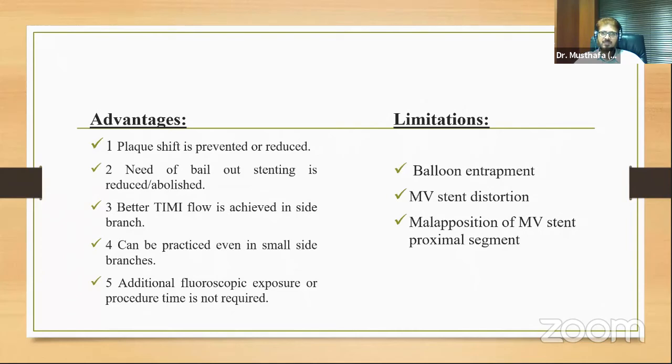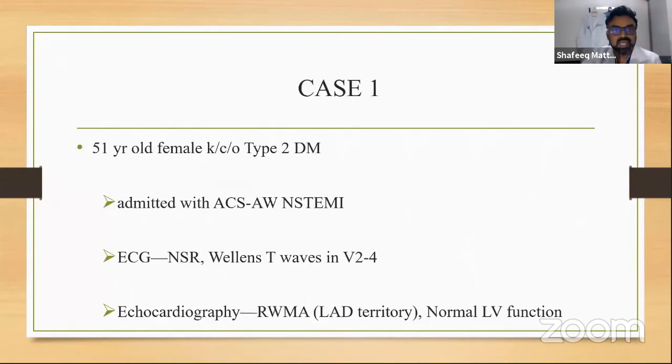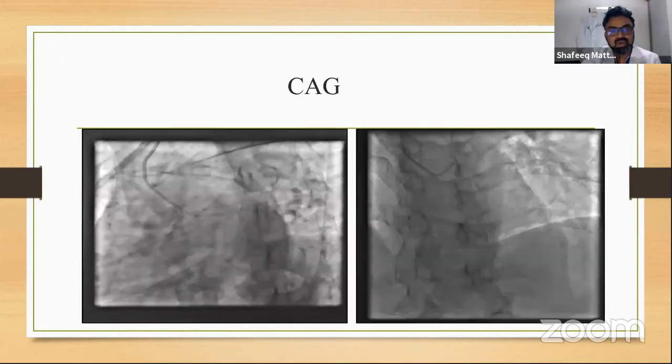There are some limitations, but the major limitation is that the balloon can get trapped if the proximal part of the main branch stent is longer, and it can theoretically distort the main vessel stent and cause some malposition which needs to be addressed. So let's see some cases. This one is a lady who had ACS, with an LAD D1 bifurcation.